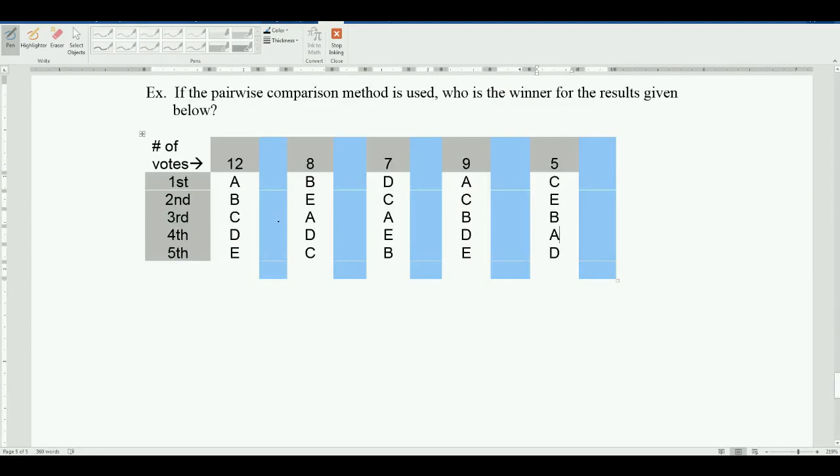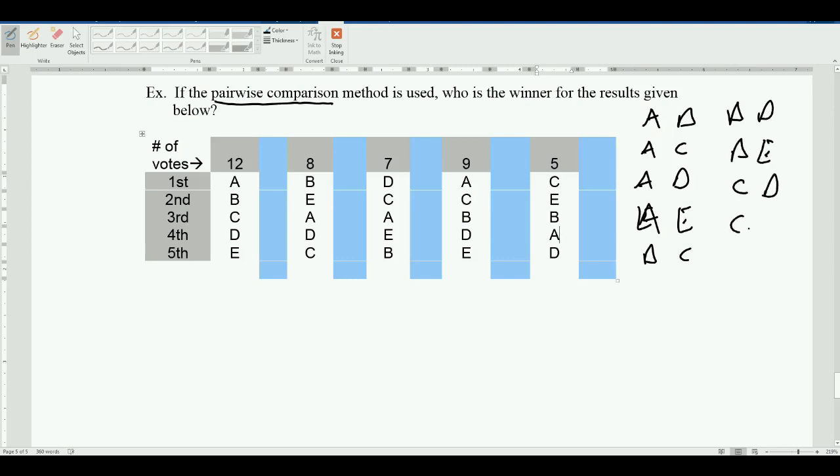Now for the pairwise comparison method, I'm using a different chart. I want to make sure we have a winner. What we're going to do is head-to-head competitions. That means we're going to do A versus B, A versus C, A versus D, A versus E, then B versus C, because I don't want to do B versus A since I've already done that. B versus D, B versus E, C versus D, C versus E, and D versus E. That's all the pairwise or head-to-head competitions that I have. Whoever wins gets a vote. If there's a tie, they get half a vote in each of these head-to-head competitions.